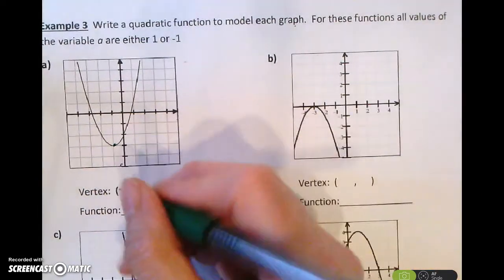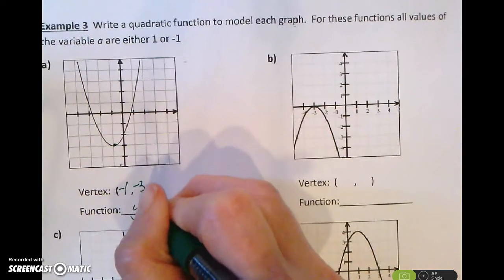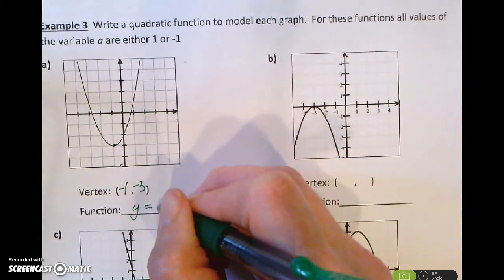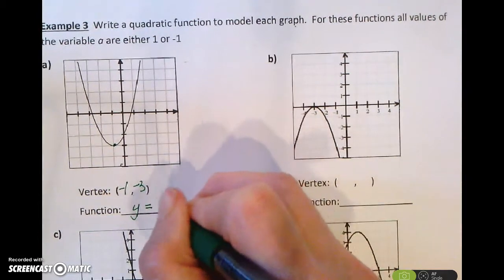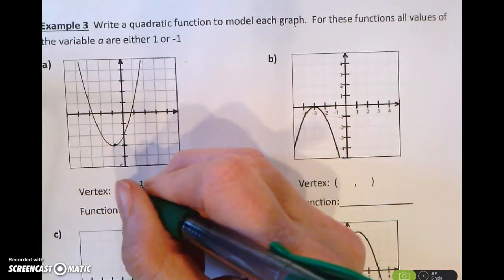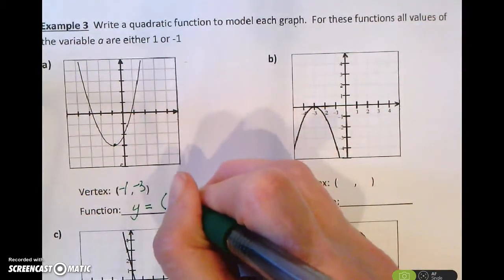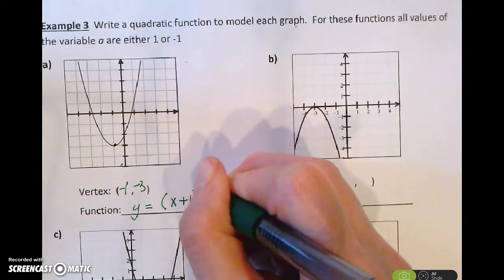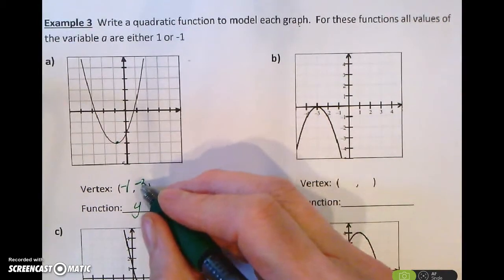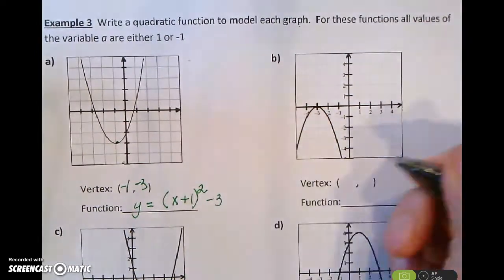When we write the function, we're going to have y equals, and since it's opening up, my a is going to be a positive 1, so I don't write it. Then I'll print parentheses x minus, the opposite of this, so minus a minus gives me plus 1. Don't forget the square, that's what makes it quadratic. And then the same as the y value, minus 3.